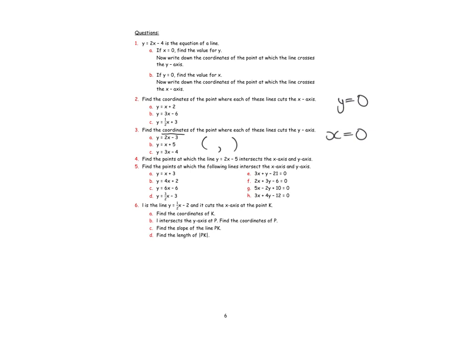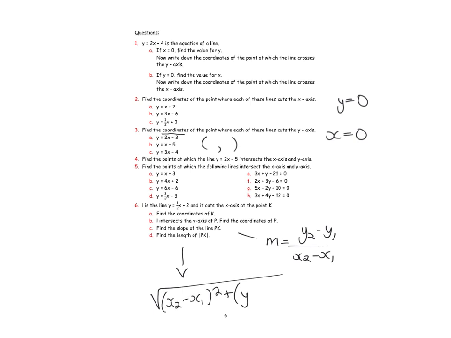Question 6 tells you that the line there cuts the x-axis at the point K. So you find the point K by letting y equal to 0. It says L intersects the y-axis at P. Find the coordinates of P. Again, if it intersects the y-axis, we have x is equal to 0. And then it's asking you to find the slope of PK, which we should know the slope formula. So m is equal to y2 minus y1 over x2 minus x1, in your formula tables booklet on page 18 if not. And then it wants you to find the length, so that's the distance formula. So that's the square root of x2 minus x1 squared plus y2 minus y1 squared.